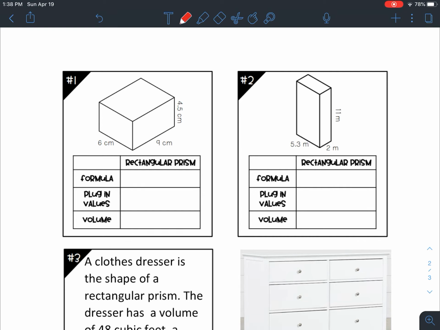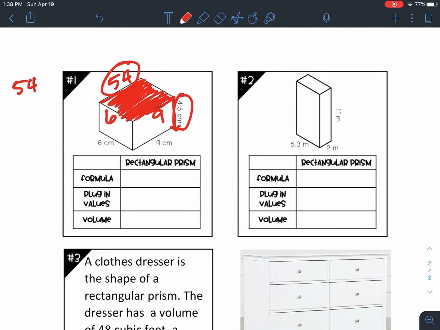So here my base that I'm going to pick is the 6 and the 9. So my base here is my 6 and 9. 6 times 9 gives me 54. And then I would have that 54 with a height of 4.5 centimeters.